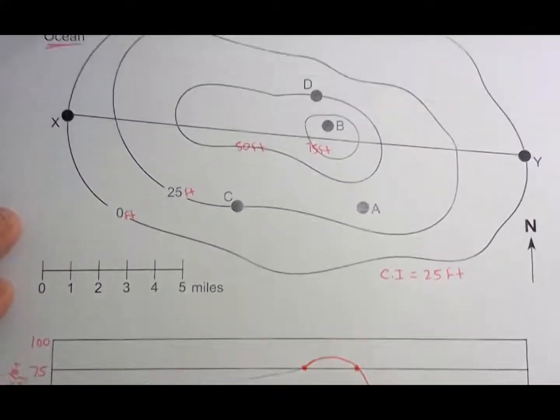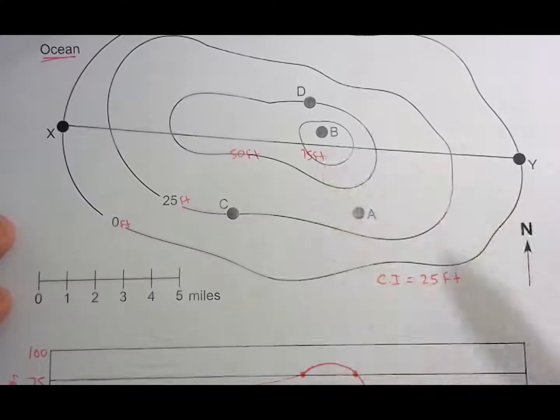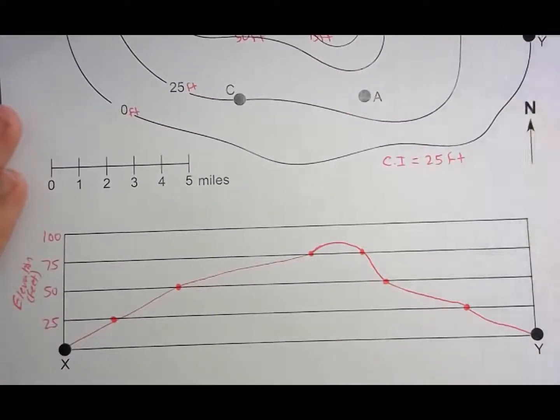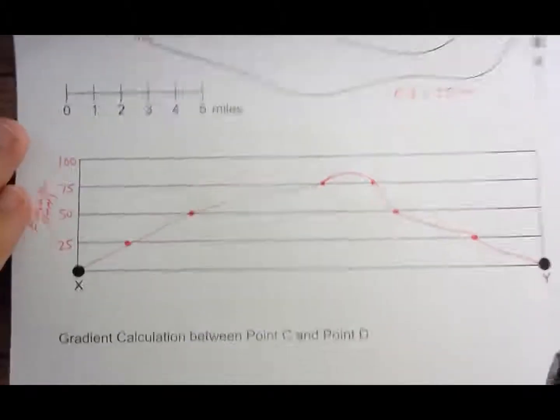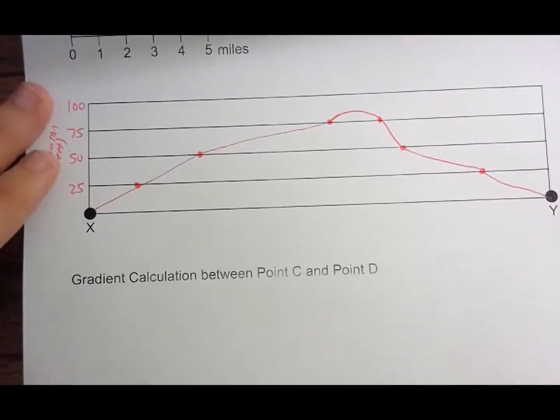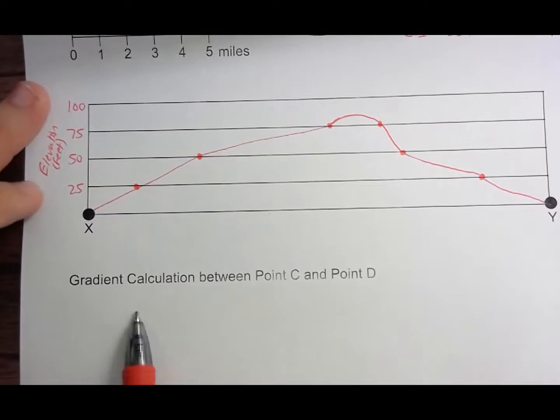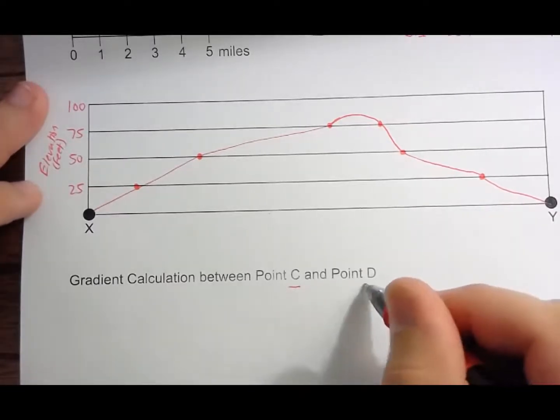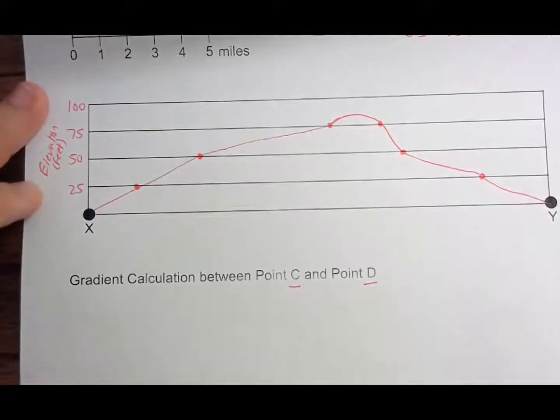Okay. And if we check this, there's just one peak. There's one peak in our profile. It kind of makes sense. Okay. The next thing I want to show you how to do, in case you are having trouble with this, are gradient calculations. So I'm going to calculate the gradient between point C and point D.